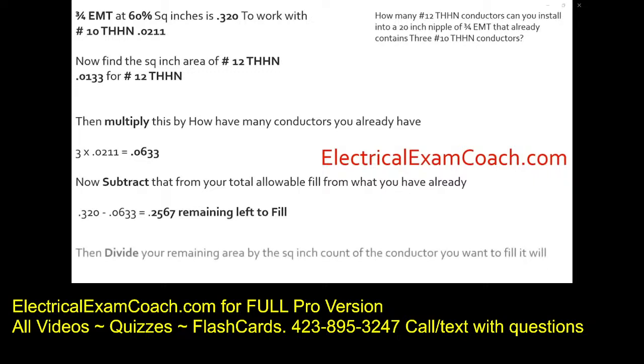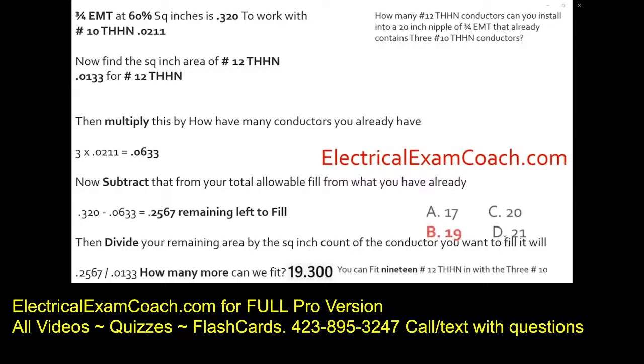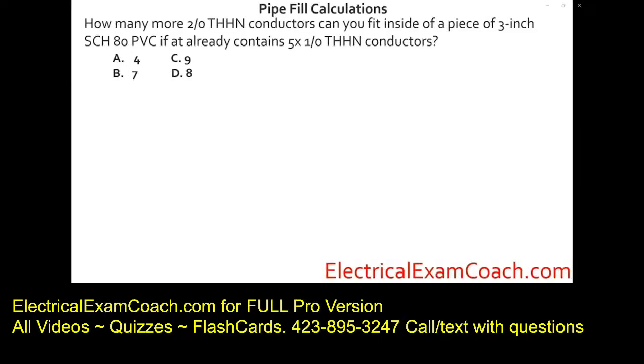Then, to find out how many more we can fit, we simply divide. We take our available left to fill, divided by the conductor that we're wanting to install, and that lets us know that we can fit 19.3. We're going to round down again, and we are going to select B. Great job. The next 3 sample questions are going to go a lot faster. It's assuming that you've already learned how to use these tables. I'm not going to be showing them on the screen.